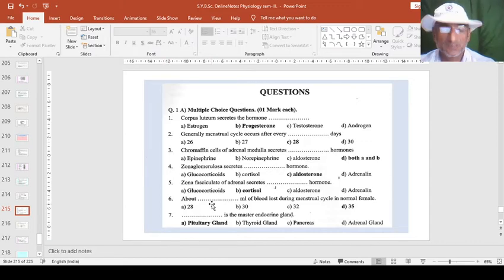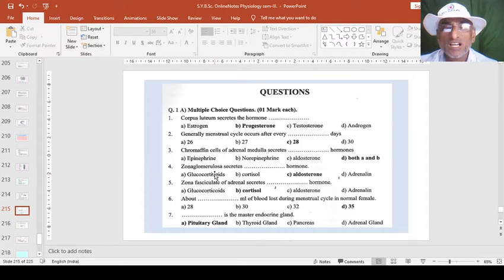So these are questions which come in the examination as multiple choice questions, and as usual I will tell you that the objective questions are here, and among the multiple choice answers, the highlighted one is the answer to the question. So the corpus luteum secretes the hormone progesterone. Generally, the menstrual cycle occurs after every 28 days. Chromaffin cells of the adrenal medulla secrete epinephrine and norepinephrine.